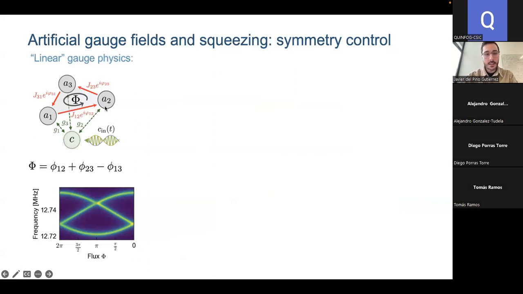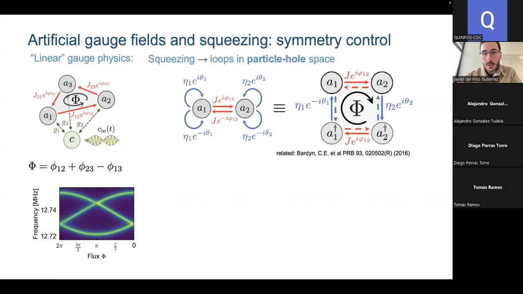I showed you a second ago that by coupling three modes through drives that are at different frequencies between these modes, you can have similar physics, the physics that corresponds to an artificial gauge field, that corresponds to a magnetic field that threads three sides of a system. So now, what if we add squeezing into it? I told you that squeezing is equivalent to the amplification of one quadrature in phase space and the deamplification of the other.